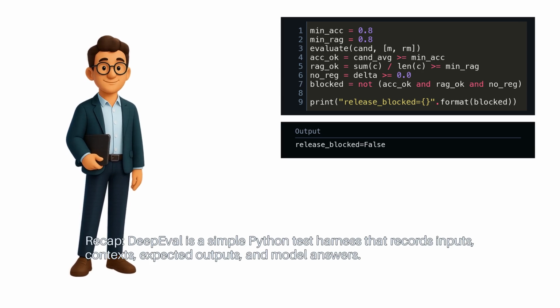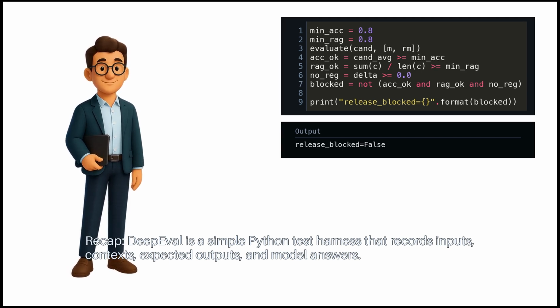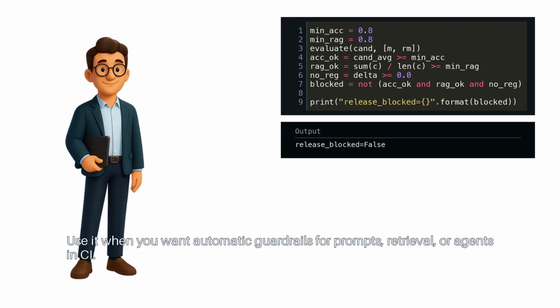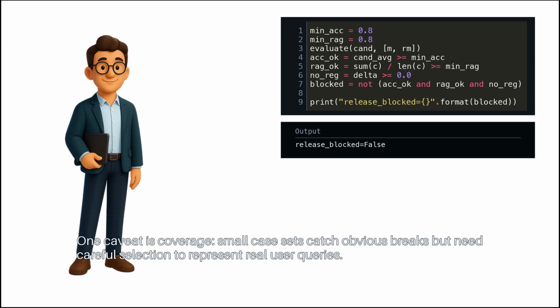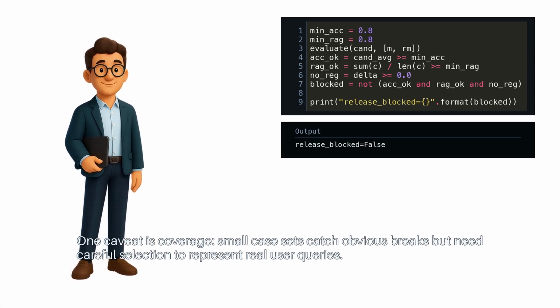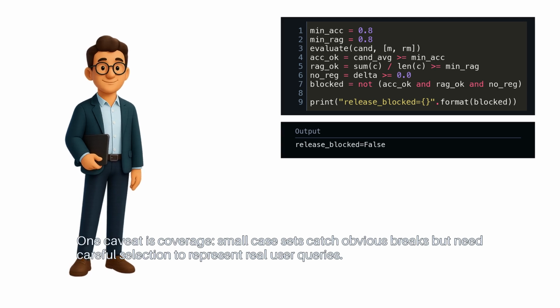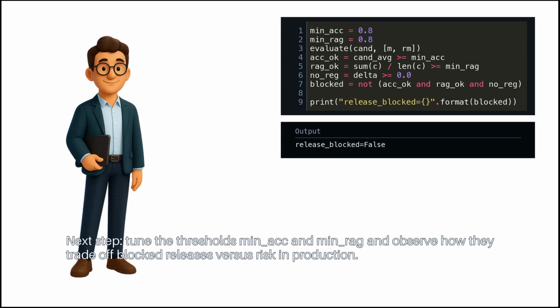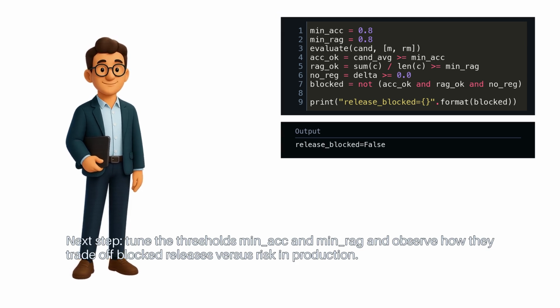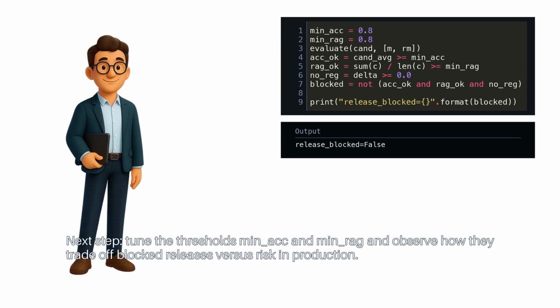Recap: DeepEval is a simple Python test harness that records inputs, contexts, expected outputs, and model answers. Use it when you want automatic guardrails for prompts, retrieval, or agents in CI. One caveat is coverage. Small case sets catch obvious breaks, but need careful selection to represent real user queries. Next step, tune the thresholds, MIN_AC and MIN_RAG, and observe how they trade off blocked releases versus risk in production.